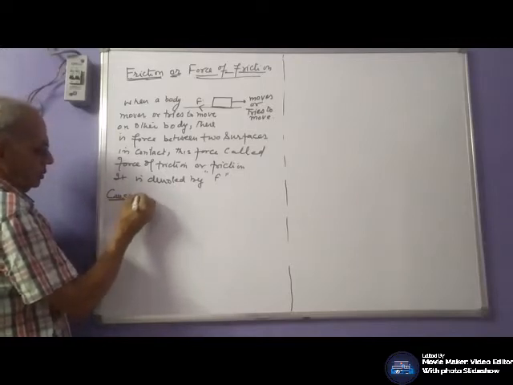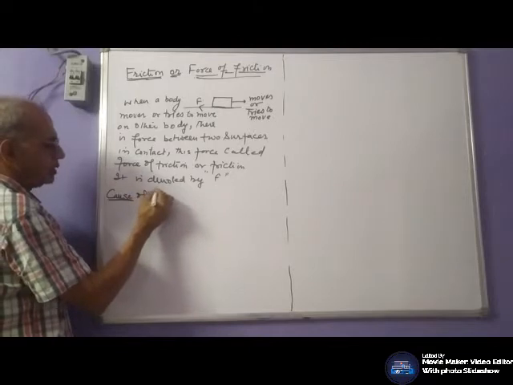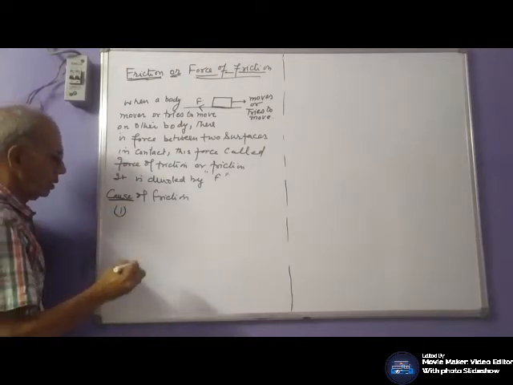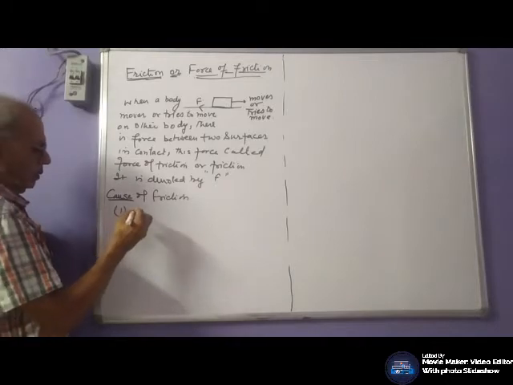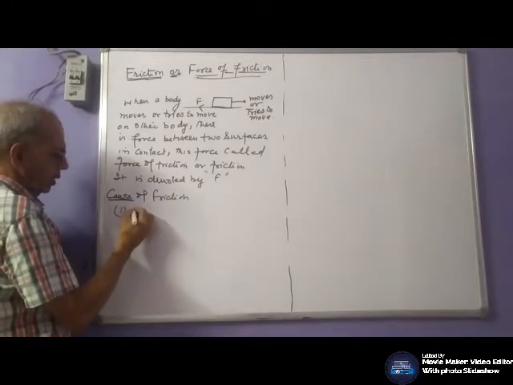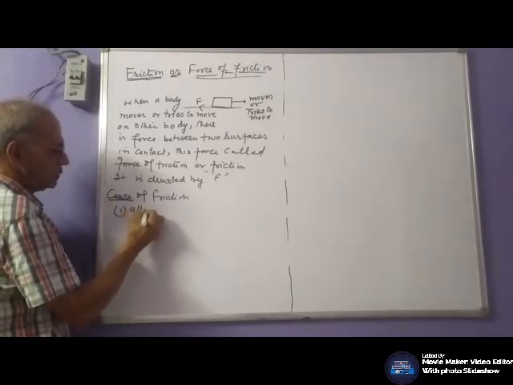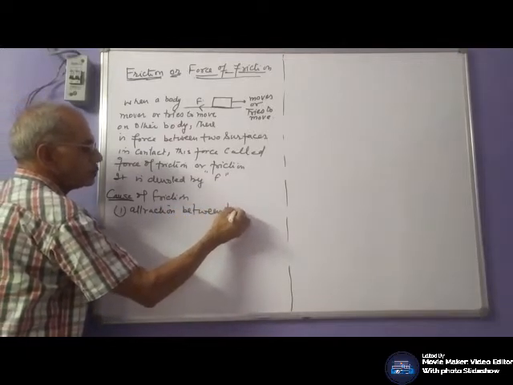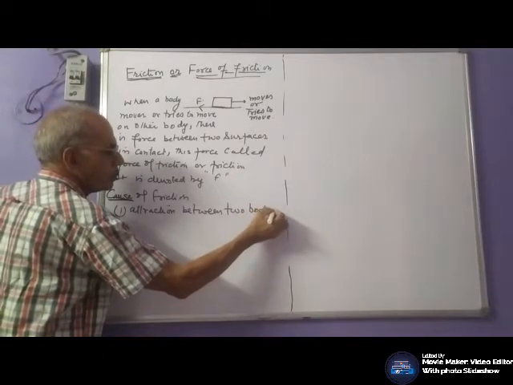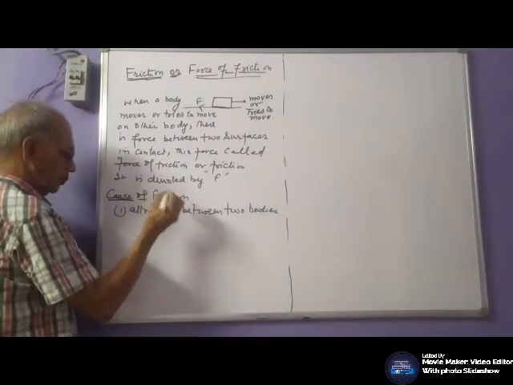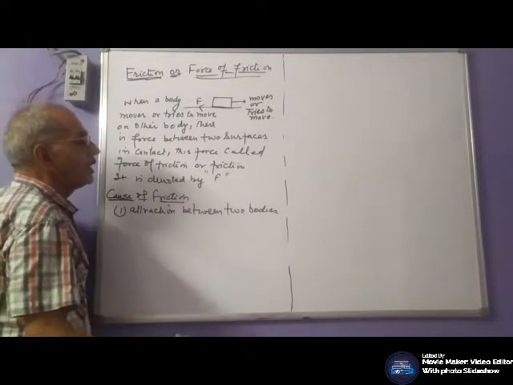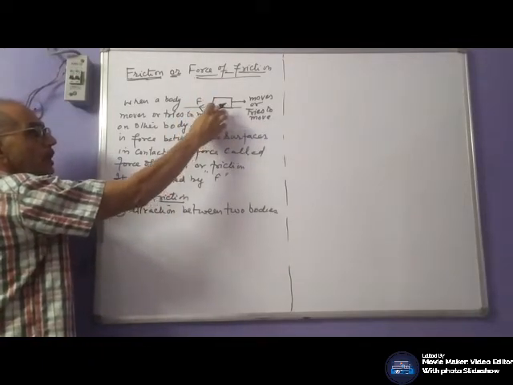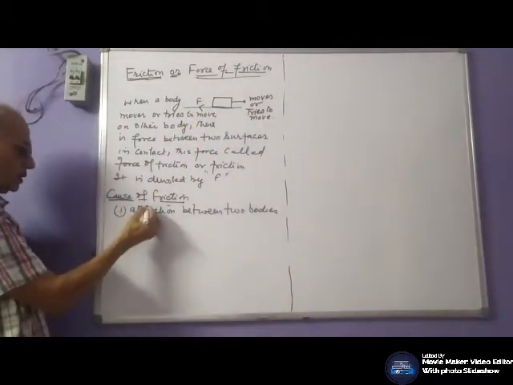Cause of friction. Attraction between two bodies. Every body attracts another body. This body tries to move, this body tries to stop its motion. Attraction.